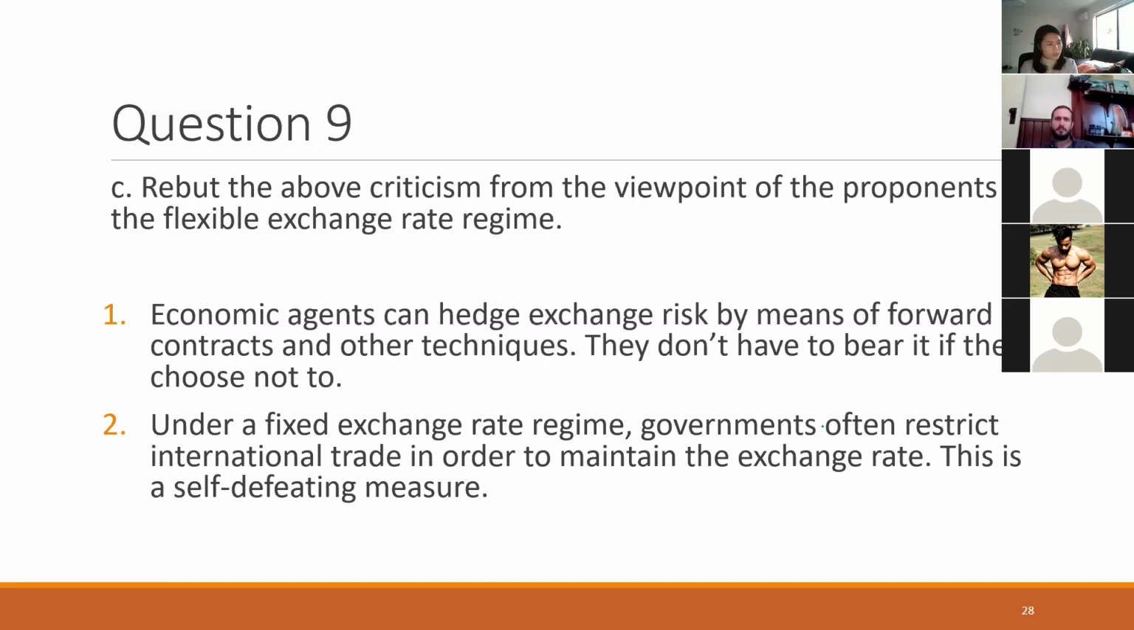And second is you mentioned JINX. So under a fixed exchange rate regime, when you choose to fix your exchange rate, you normally have to spend your resources trying to stabilize your exchange rate, right? And most of the time, that includes trying to restrict international flows, right? So one way to fix your exchange rate is to stop people from moving capital in and out of your country, okay? And that goes against international trade, okay? So it's a self-defeating measure. So by trying to stabilize your exchange rate, you might accidentally discourage people from trading in the first place, okay? So it's a counterproductive measure.